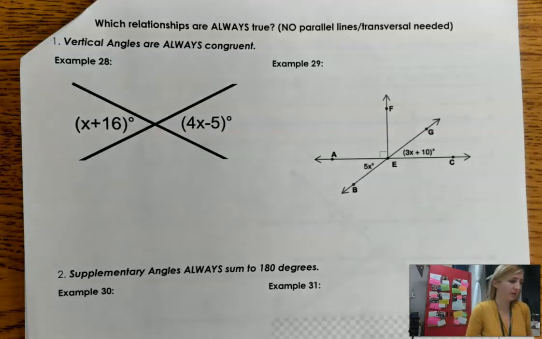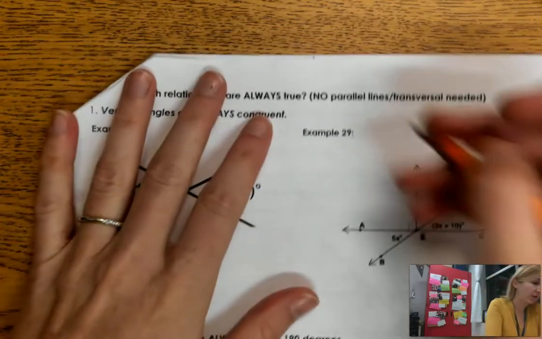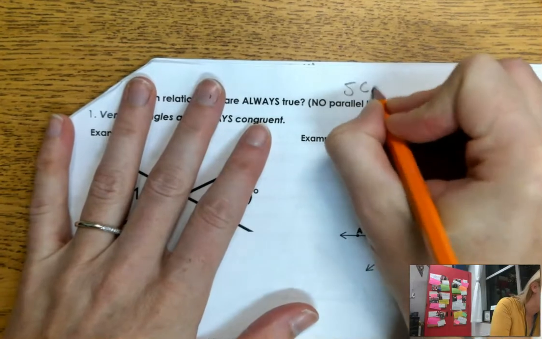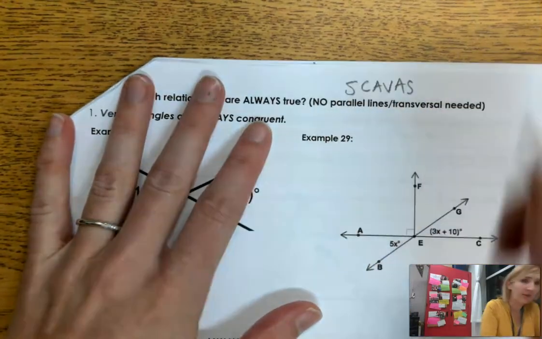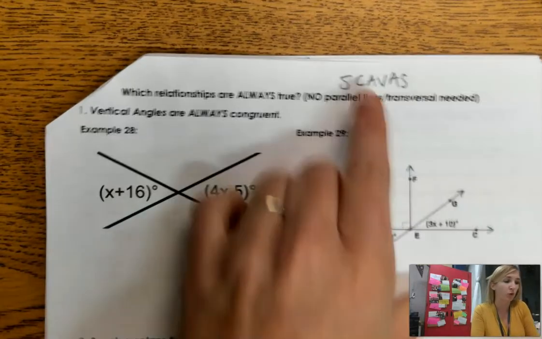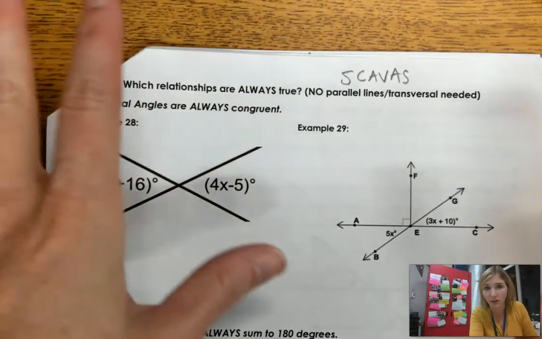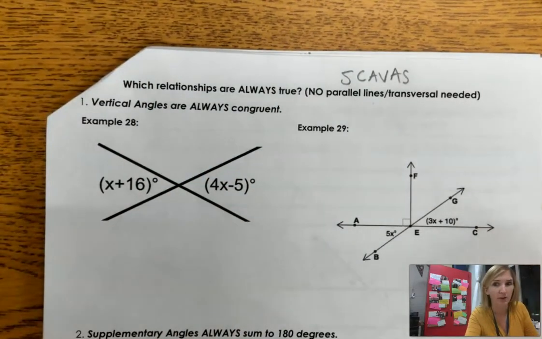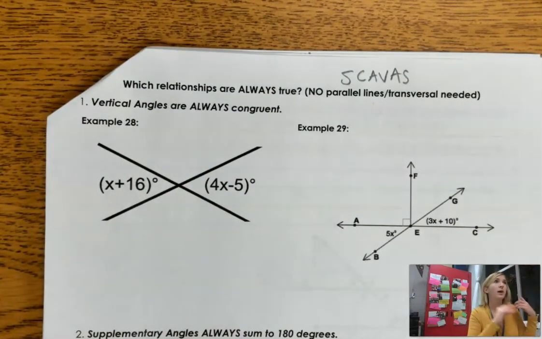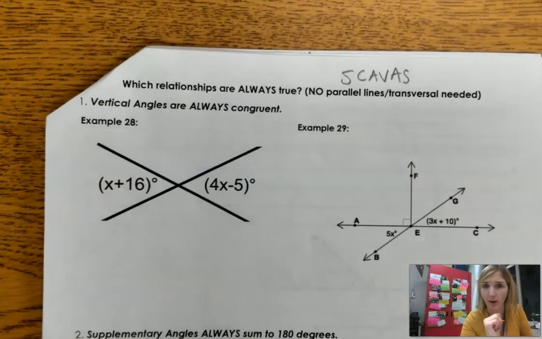Geometry, we're going to finish up this packet 2 on the line and angle relationships. Okay, so previously we've talked about scavus. And I've said we have to have parallel lines cut by a transversal in order to have these relationships. So none of these relationships exist unless we have parallel lines cut by a transversal. Well, I lied to you. 2 of them do exist no matter what.